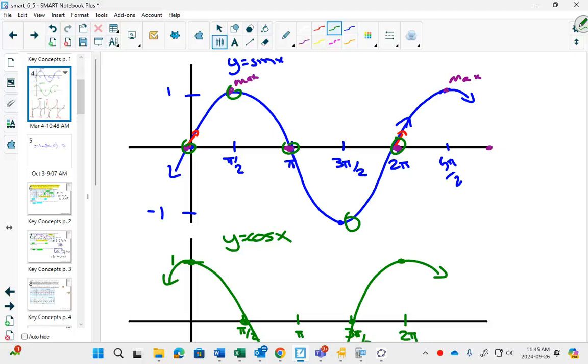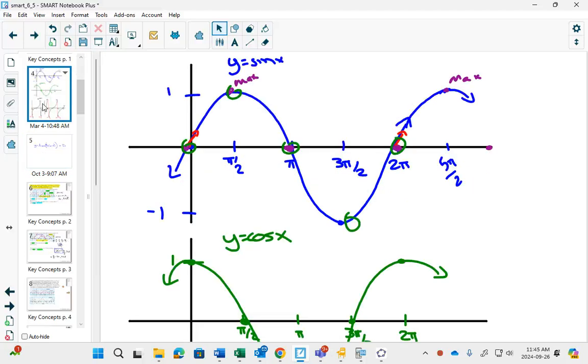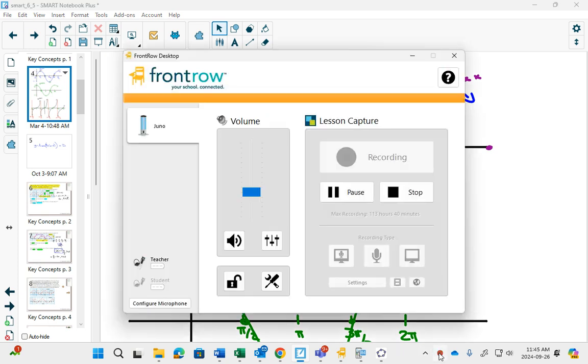We're going to look at how each of these stretches, compressions, and translations relate to a characteristic in the original graph. And we'll start with example one. But I think I'll make this just an intro video, so I'll pause it now.